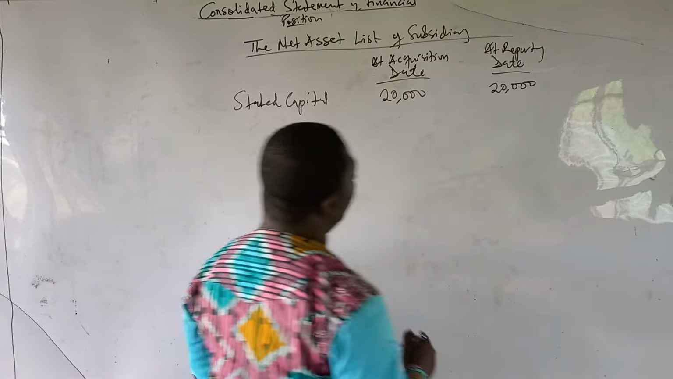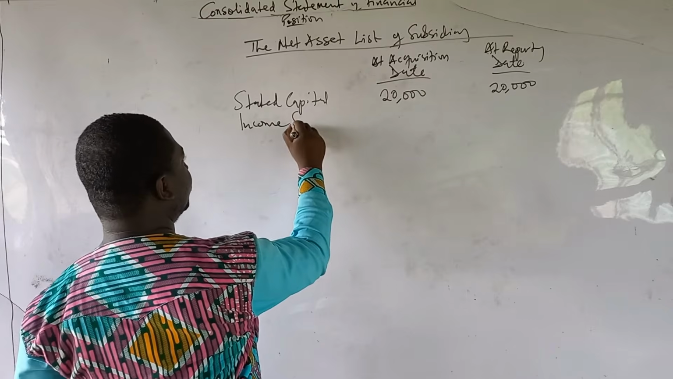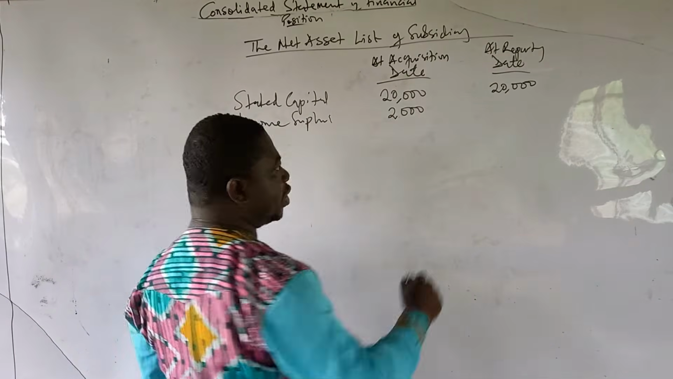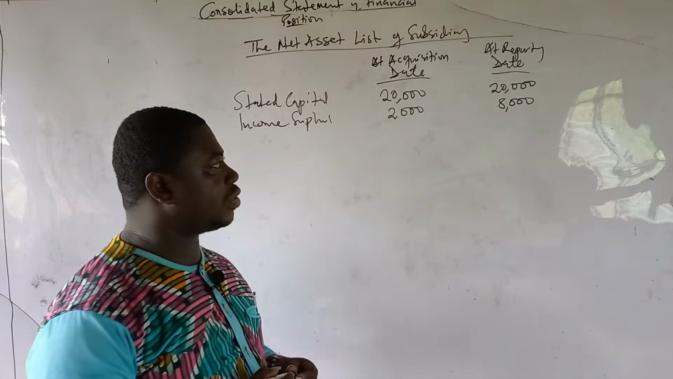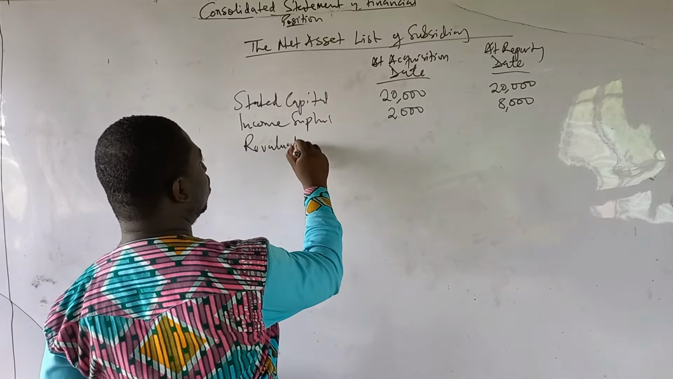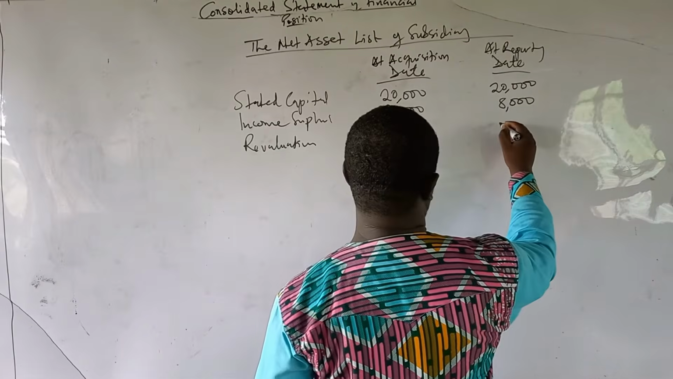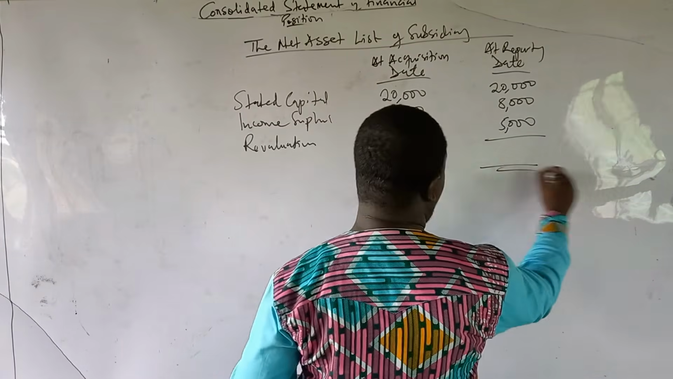So you do at acquisition. Then you say that at acquisition date, what was the income surplus? If the income surplus balance is 2,000 at the acquisition, and at reporting date is now 8,000, it has gone up by 6,000. If you have a revaluation surplus of, let's say, 5,000 at acquisition, and at the end it's still 5,000, then you know what you are doing. You add the two.